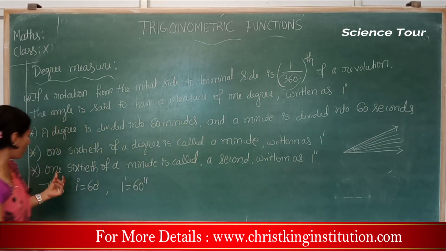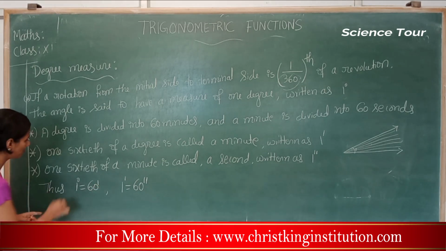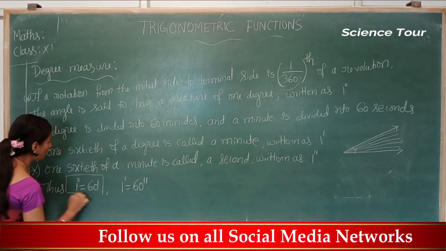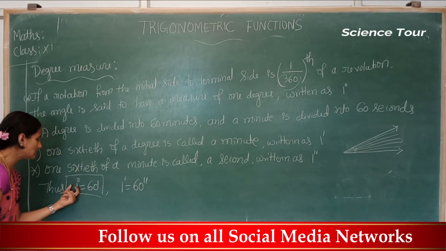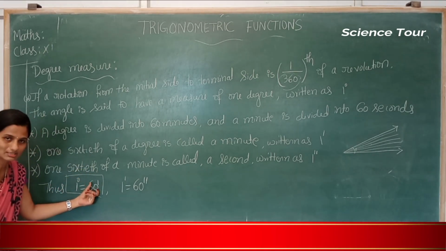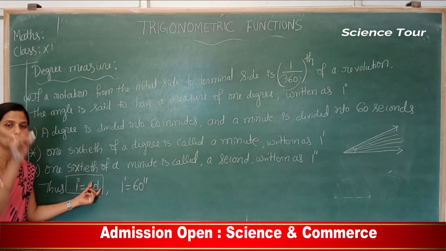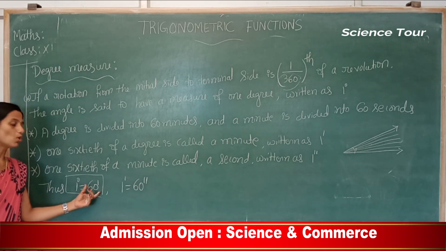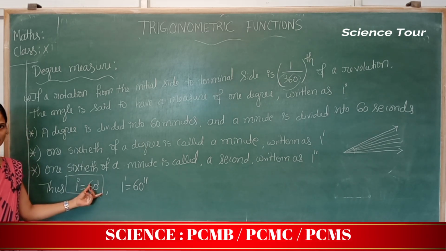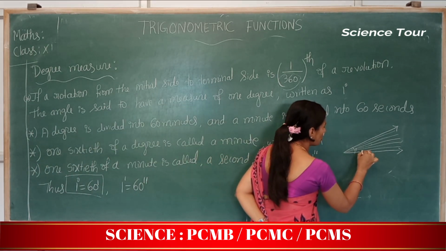So now 1 degree is equal to 60 minutes. Remember this point. This is very important. All these definitions are not important. Only concentrate on this: 1 degree is equal to 60 minutes. That means that 1 degree is divided into 60 divisions, and that is called 60 minutes. So this is 1 minute.